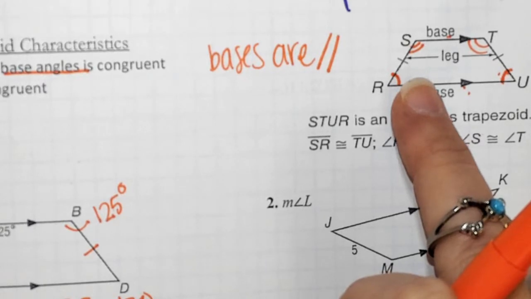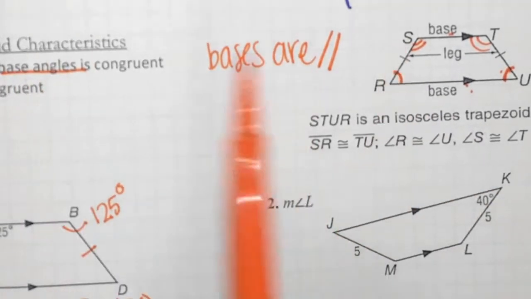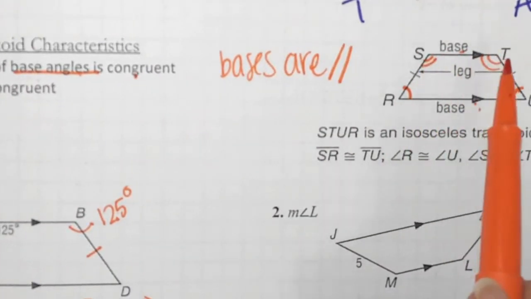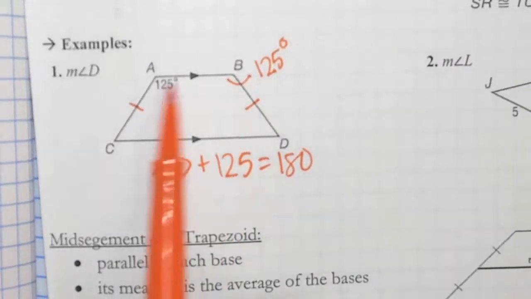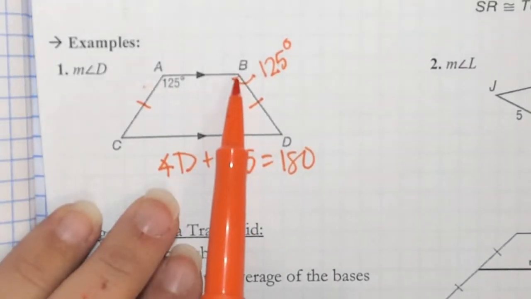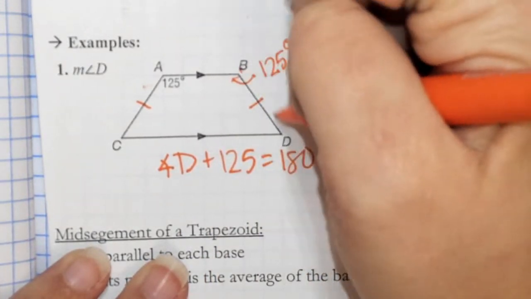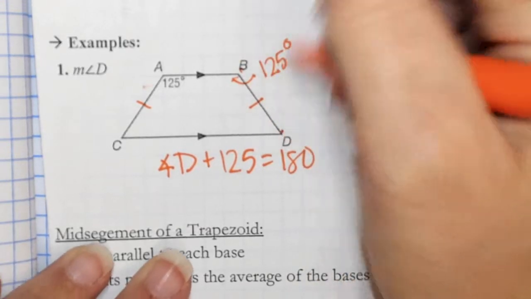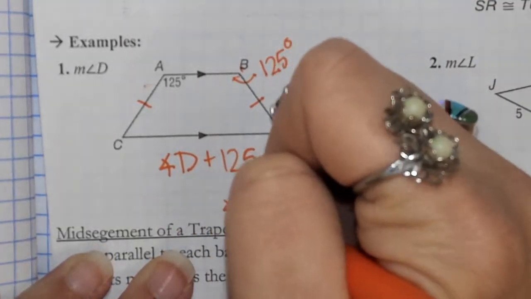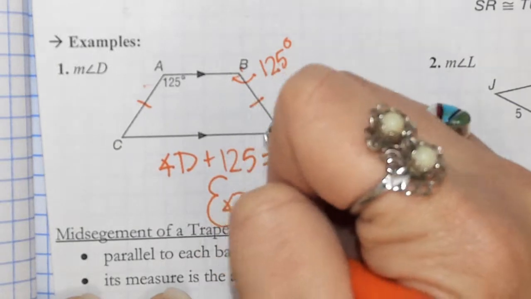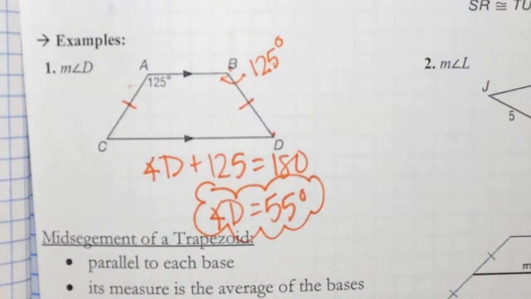So on an isosceles trapezoid, what do we know about base angles? Base angles are congruent. These two are base angles, which means that these two are base angles, and that means that they're congruent. Now we look at our consecutive angles, which are B and D, and they are supplementary. So now, subtract 125 from both sides, and what's the measure of angle D? 55 degrees. Does anybody have a question on how we got 55 degrees? Are we sure?